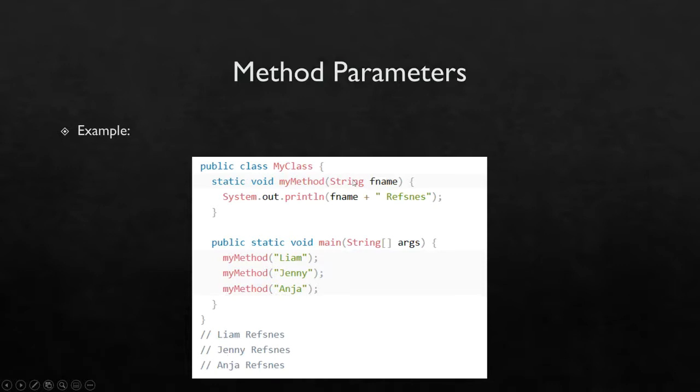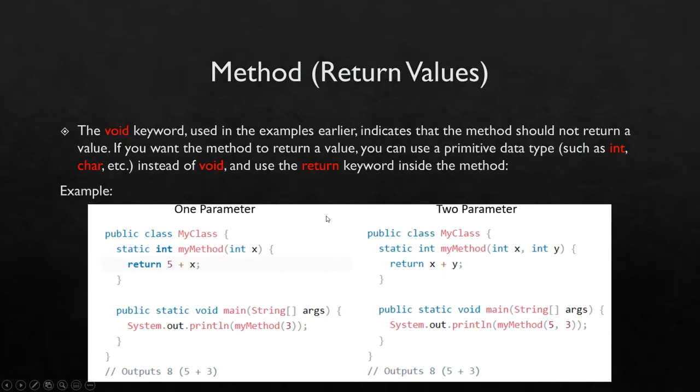So that is how parameters work in methods. Basically, what you need, yan din yung kailangan nating lagyan, which is Liam, Jenny, and Anja. Okay, so we have here the method in returning values.